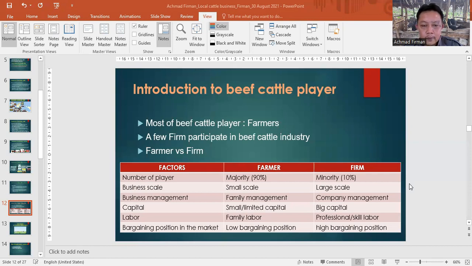And the bargaining position to the market, I think farmers have a low bargaining position, but firms have a high bargaining position. That's our condition for the players or actors involved in the cattle industry in Indonesia. This is the last slide for the introduction to the local beef cattle business process. Okay, we can see the next slide.